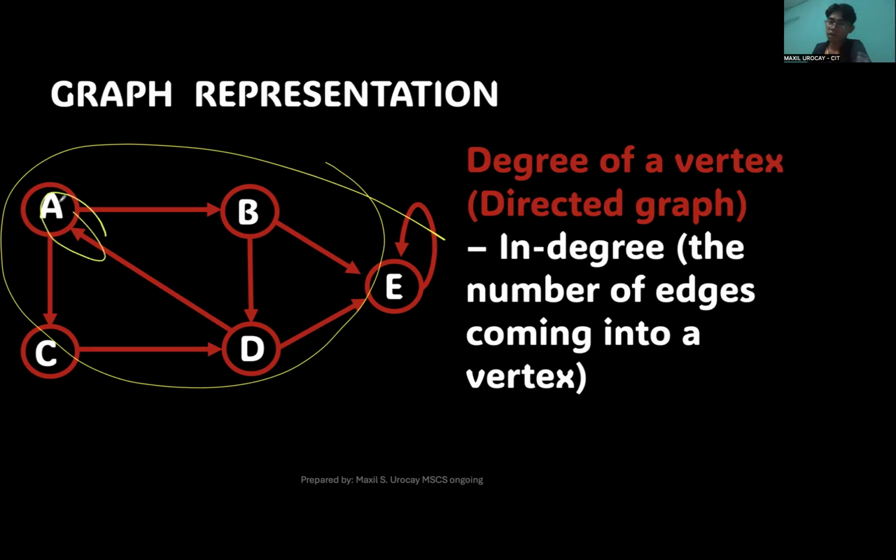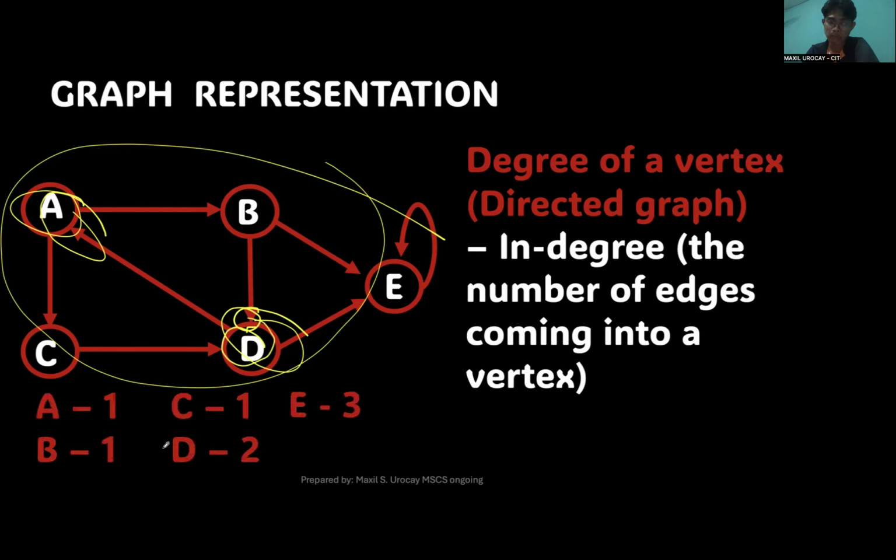In vernacular terms, how many arrows are pointing to you, something like that. Now, in our A here, we only have one. How about in your D? How many in degree? B points to D and C points to D. So that means we have 2 degrees for letter D.